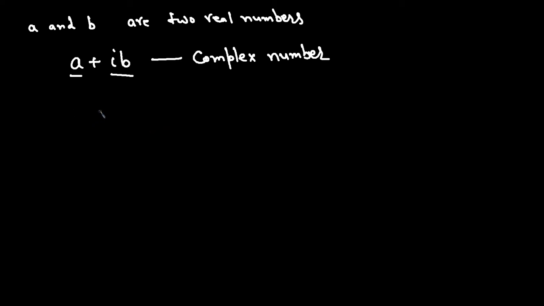Okay, and every real number is a complex number. Let's say 2, right? It can be a complex number. How? Because 2 can be written as 2 plus iota 0. There you go, that's a complex number. So every real number is a complex number.